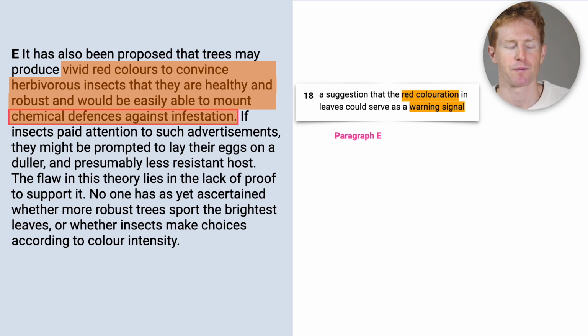So the idea is, there's a theory that says that the leaves turn red because if insects see that the leaves are red, they're less likely to lay their eggs on these leaves because they think that the leaves could be dangerous, that they could have some sort of chemical defense, for example, something that would kill their eggs.